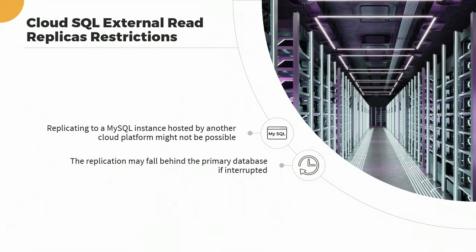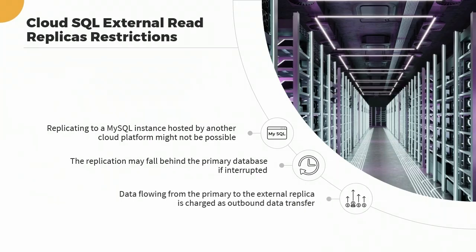But if it's interrupted for longer than the replication logs are preserved, which is usually a few hours, you must delete the replica and start a new one. That length of time can be configured in your Cloud SQL configuration. Data flow from the primary to the external replica is charged as outbound data transfer, so it's going to increase your data costs as well. So these are just some of the external read replica restrictions.